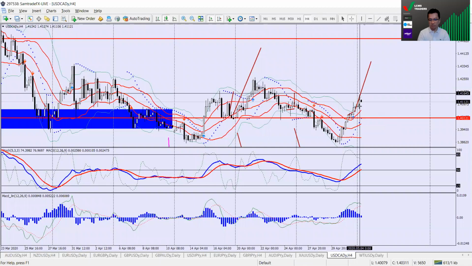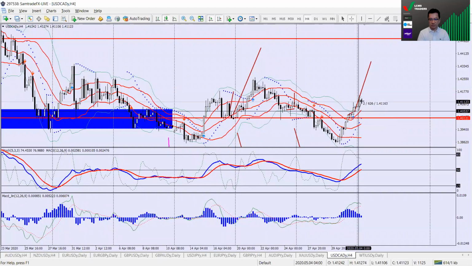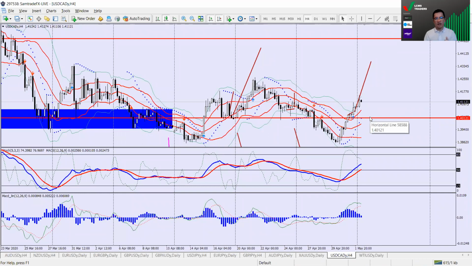Let me just do a quick measure. Right, so about 60-plus pips, 70 pips move upwards. At this point, I do think that it might come back down a little bit to test this support level, and then we'll see what happens at this support level.